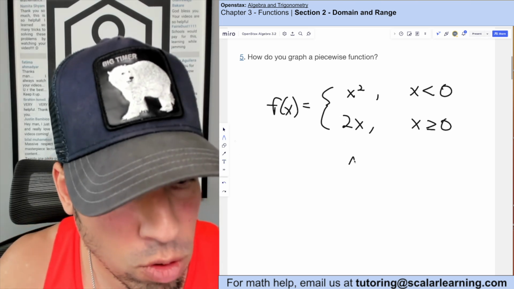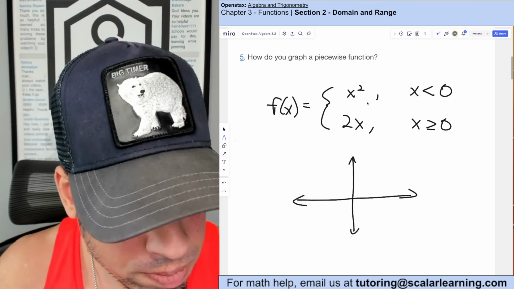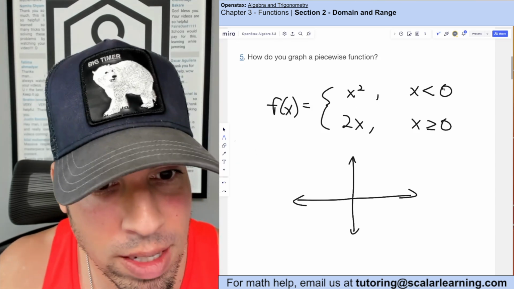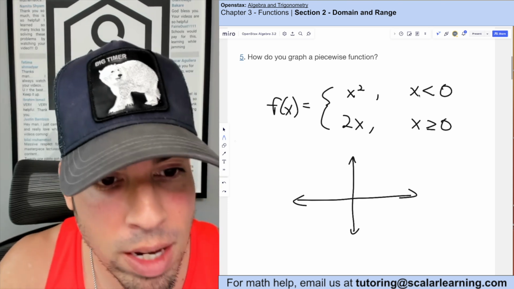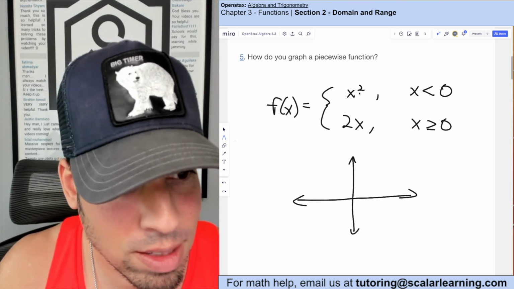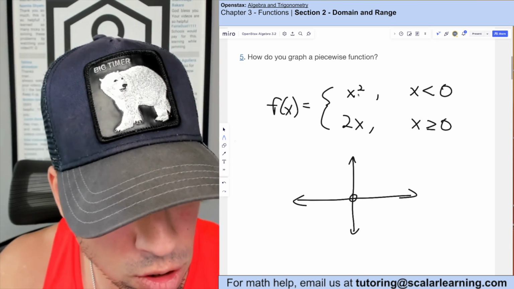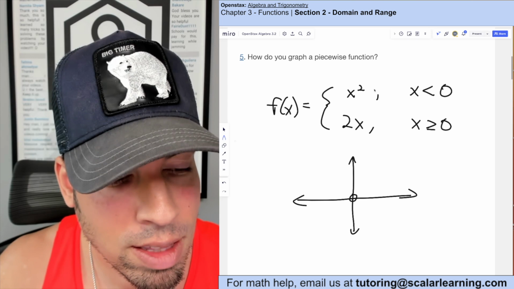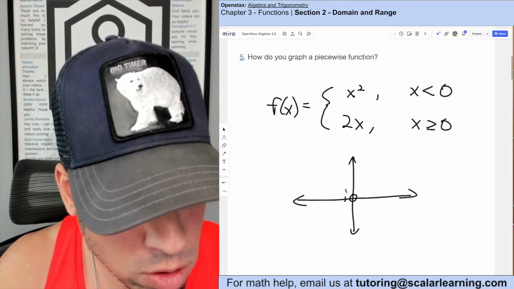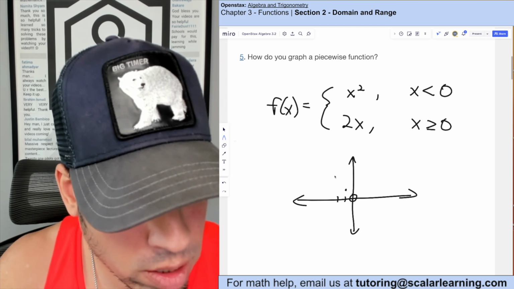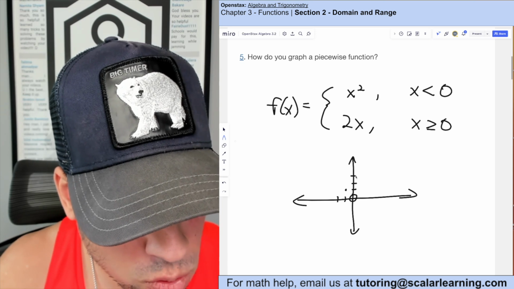Now, if we're talking about graphing it, we can see that on the left-hand side, we're going to have this function, so everything less than 0. We know x squared is a parabola. And by the way, at 0, this piece does not exist because it says less than 0. When you plug in 0 here, 0 squared is 0. Then if we plug in -1, -1 squared is 1, so we'd have another point here. -2 squared is 4, so let's say we come up, 1, 2, 3, 4.